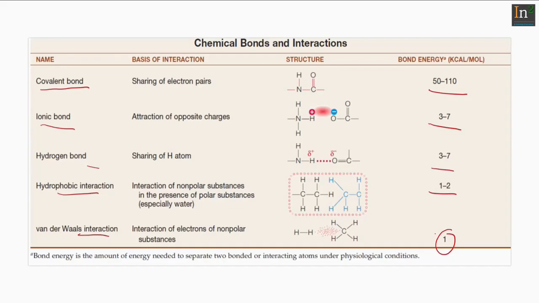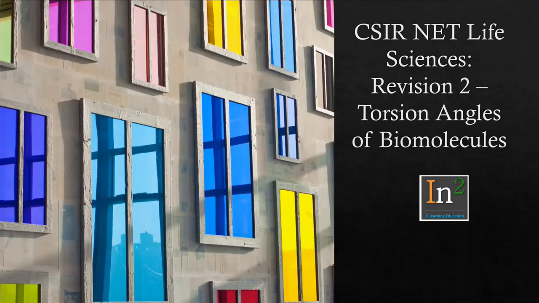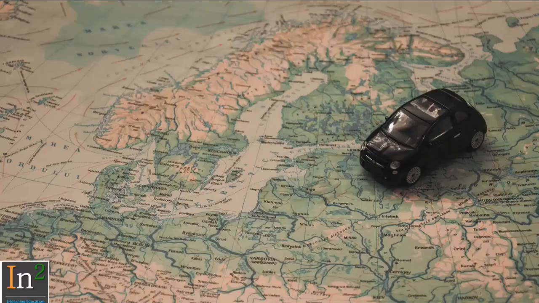So to summarize, although covalent bonds are the strongest bond, the architecture of life is governed by non-covalent weak interactions. This is revision number 2 for torsion angles of biomolecules. Revision is very important. It gives us advantage so that we do not get surprised during our examination, and it also gives us advantage to recall all the important concepts from a topic so that we can score more marks in our examination.